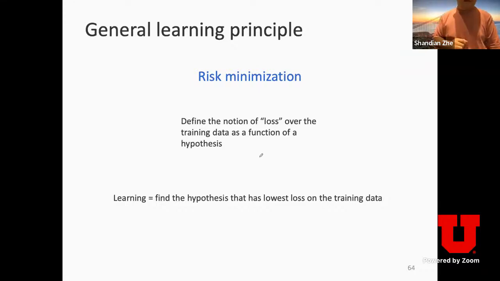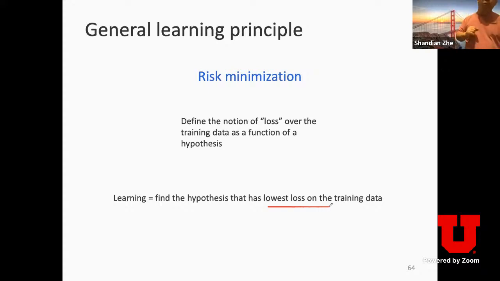So now we can talk about the general learning principles. If we define our training loss over every training example, which measures how much penalty you're going to receive using your current model to predict the example, the learning is to find the hypothesis that has the lowest loss on the training data. Adopting such a strategy is called risk minimization.